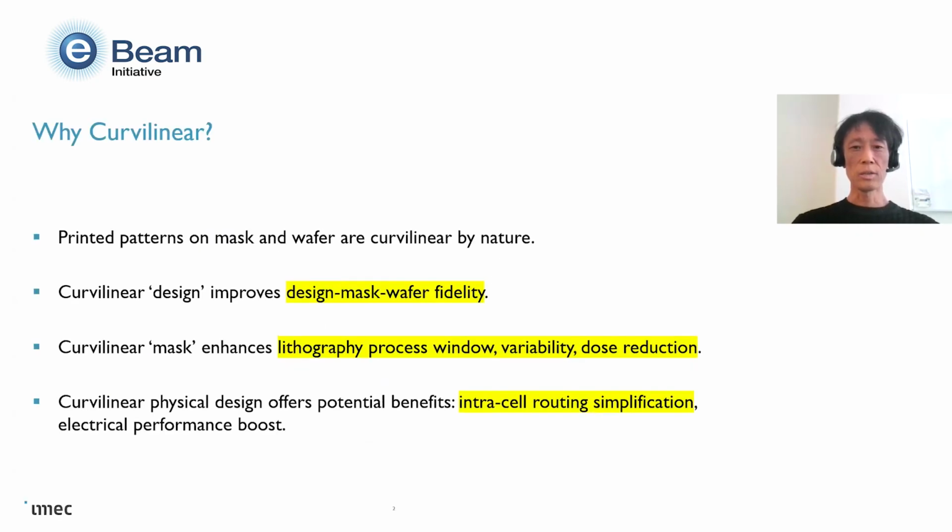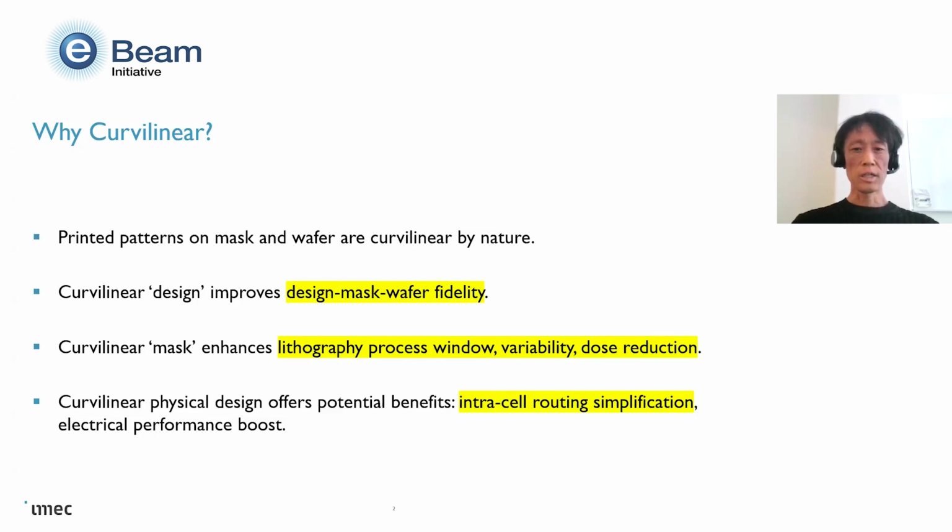Let me start by explaining why the curvilinear patterning has attracted significant interest in the advanced lithography and the design. First, printed patterns on both the mask and the wafer are inherently curvilinear in nature. Although IC layouts are traditionally represented using the Manhattan geometry composed of straight lines and right angles, the actual printed image is shaped by diffraction imaging optics and resist processes, resulting in smooth and continuous contours. In other words, the manufacturing process naturally produces curvilinear features.